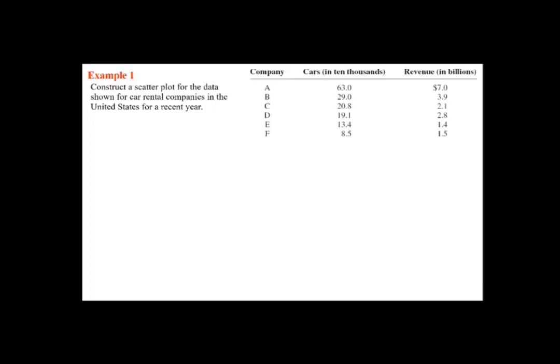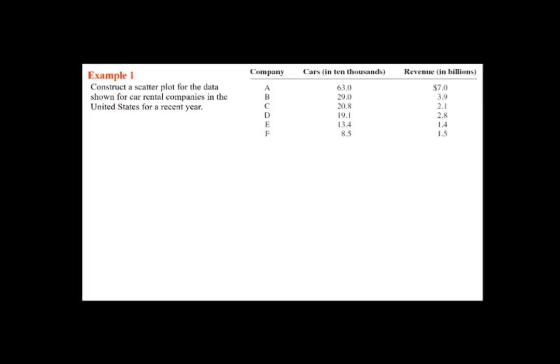Just as an example, company B, 29.0, that means 29 times 10,000, 290,000 cars, and then revenue is 3.9, that means $3.9 billion. Obviously, the rest follows, so that shouldn't be a big deal at all.